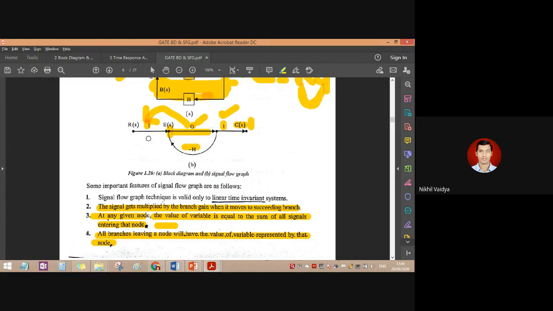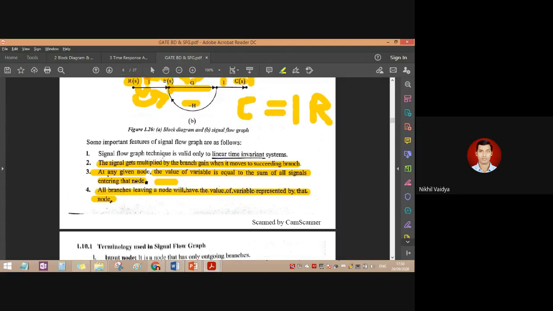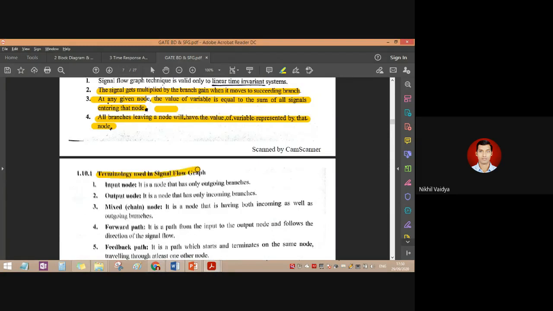So what is the variable used? Let's say this is a branch. What is the value of E of s? E of s is equal to its branch gain, that is 1, multiplied by R. So 1 into R, that is R, will be the value. The point is that its branch gain is getting multiplied with its variable. Okay. Next, terminologies used in the signal flow graph.